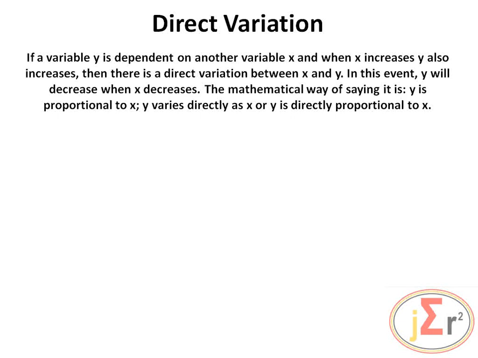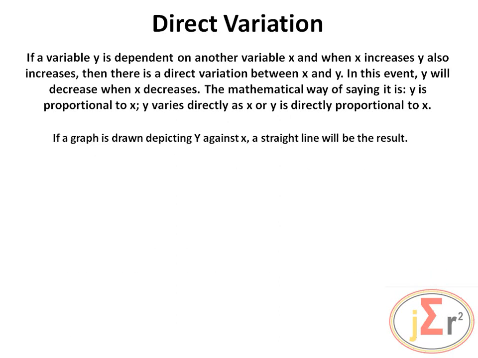If a variable y is dependent on another variable x, and when x increases, y also increases, then there is a direct variation between x and y. In this event, y decreases when x decreases. If a graph is drawn depicting y against x, a straight line graph will be the result. So we will have our y-axis and x-axis, and if we are going to show the plot of y increases as x increases in a linear way, then this is how we will do it. And the equation is y is equal to kx.